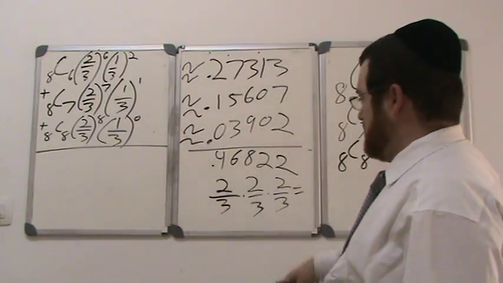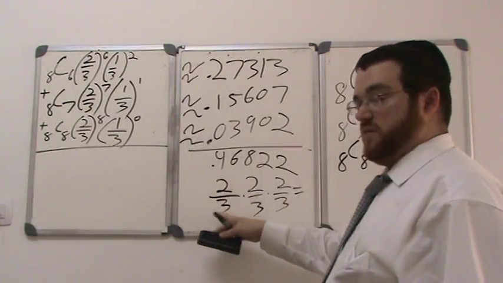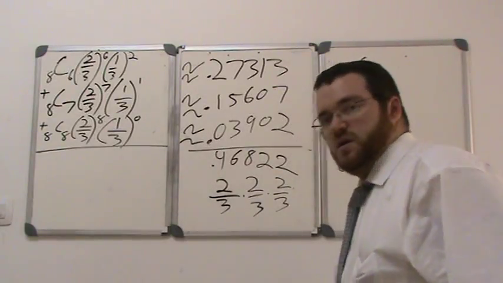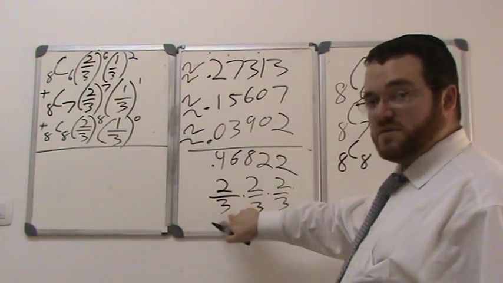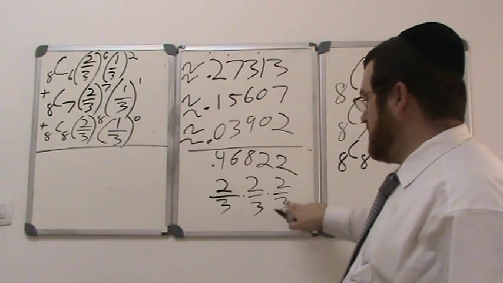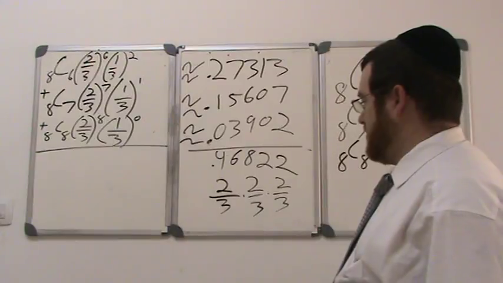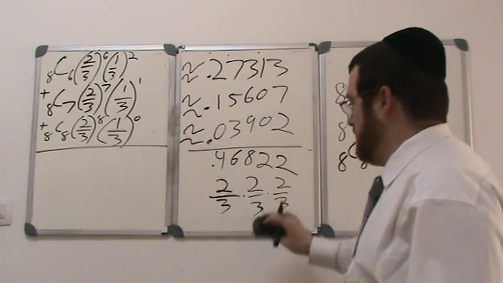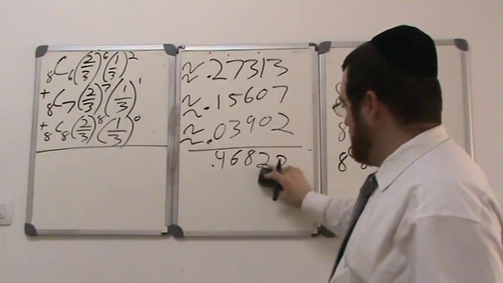So the probability of them winning is 2 over 3. The probability of them winning a second time in a row is again times 2 over 3. The probability of them winning a third time is also 2 over 3. And you do that another 3 times, it'll be 2 over 3 to the 6th power.